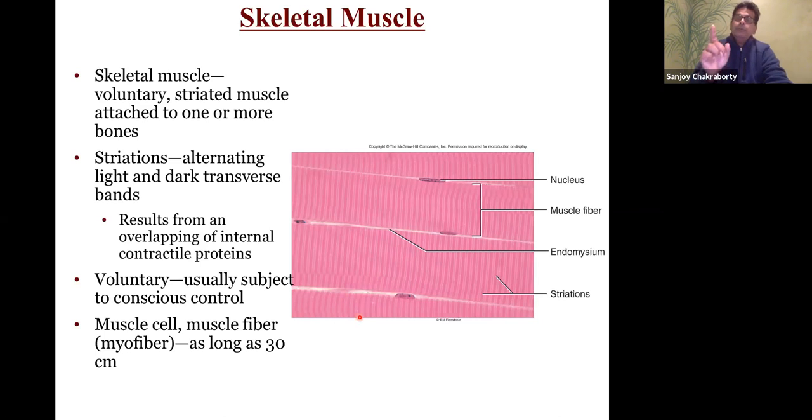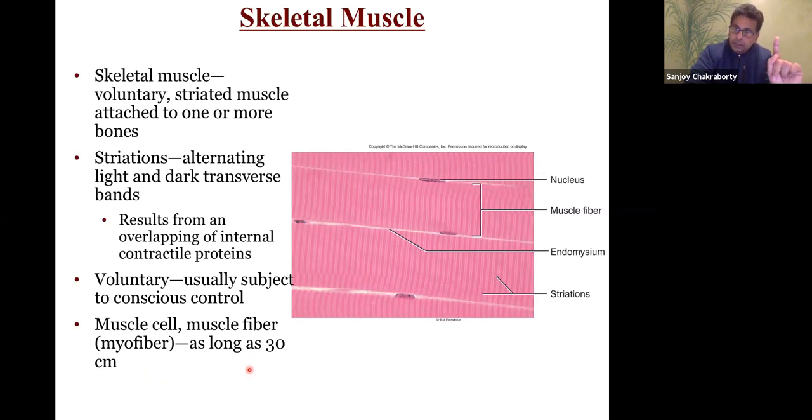Now the skeletal muscle cell, like any other cell in your body, could be very long. Not only that, they are cylindrical in nature. They're like a cylinder, like my arm, or like a finger, cylindrical in nature. That's why it could be a little bit long, and it could be as long as 30 centimeters. For a cell, 30 centimeters is actually huge.